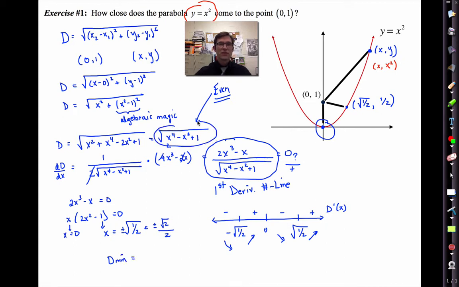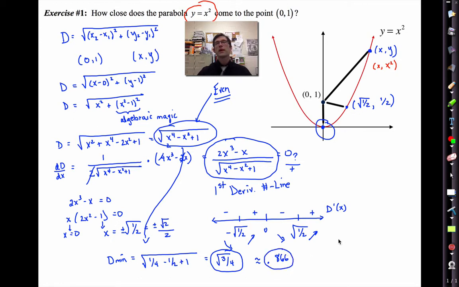Here's my distance formula. I just need to stick in the square root of 1/2 into that. That's a little bit ugly, but it could be worse. If I raise root 1/2 to the fourth, I get 1/4. Nice. Minus 1/2 plus 1. And that's going to be the square root of 3/4. And that is the closest it comes. By the way, that's approximately 0.866. So that's the closest we ever come to the curve.